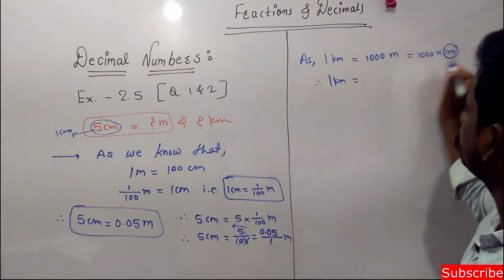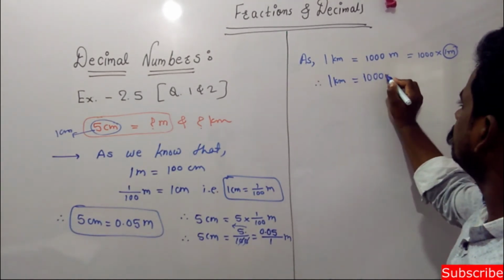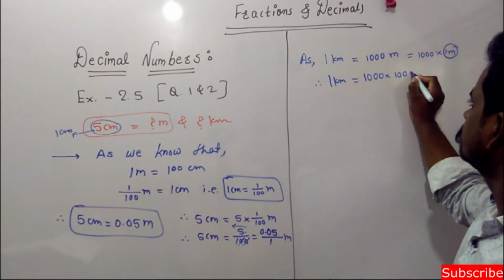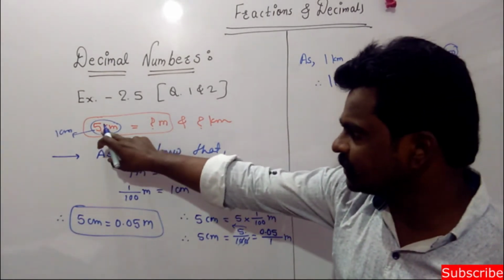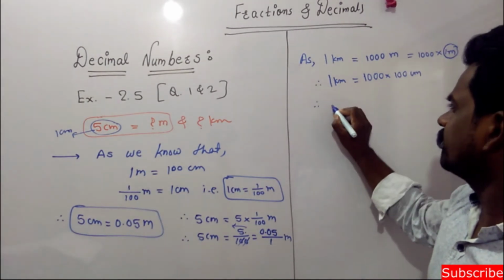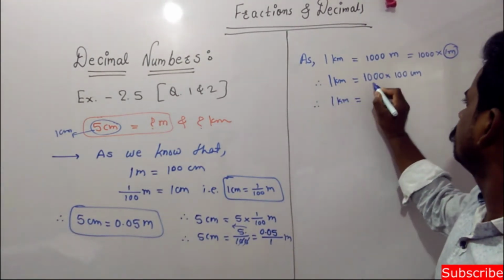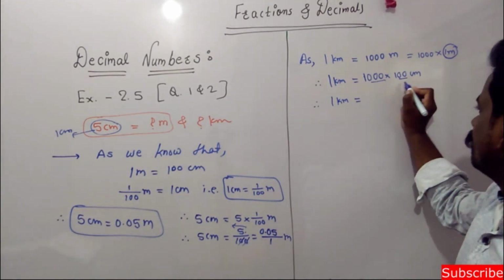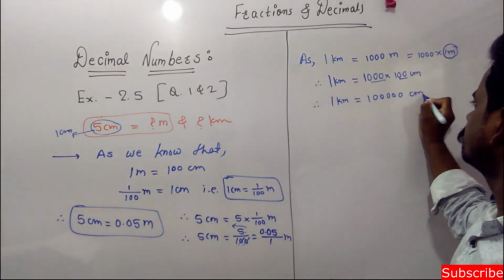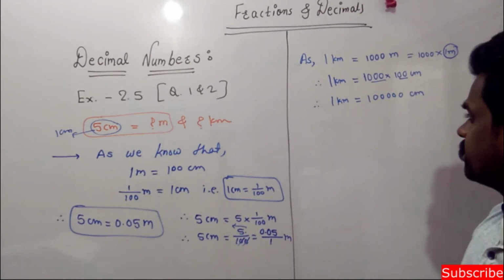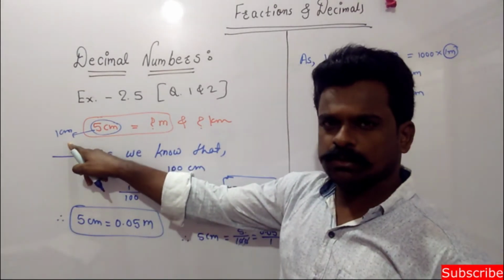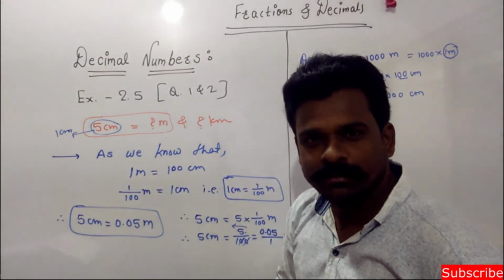But as we know that 1 meter is equal to 100 centimeter. We need to establish the relationship between centimeter and kilometer. Therefore, we can say that 1 kilometer is equal to these 3 and these 2, 5 zeros are there, so 1, 2, 3, 4, 5 zeros. So these many centimeters. Now what do we need to find out? 5 centimeter. For that purpose, first we need to find out 1 centimeter is equal to how many kilometers.